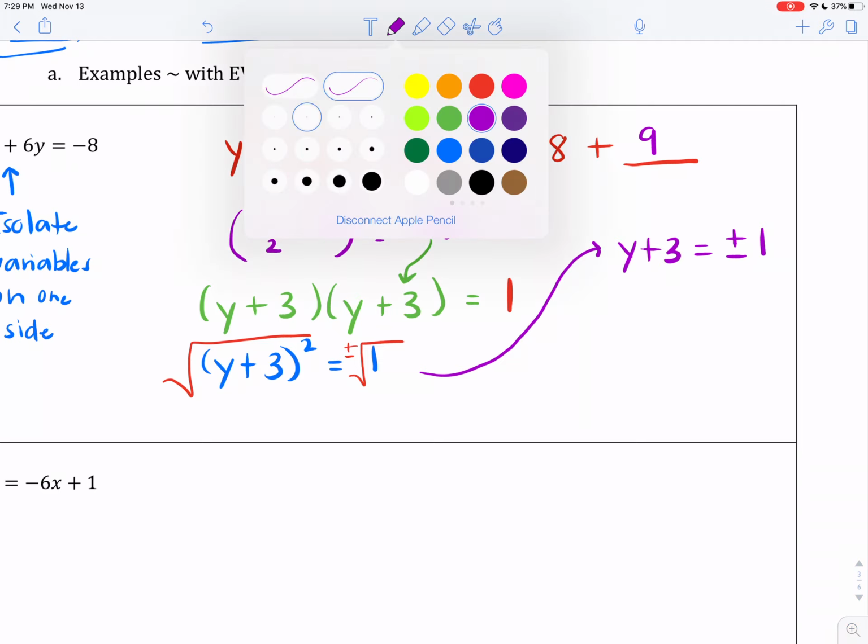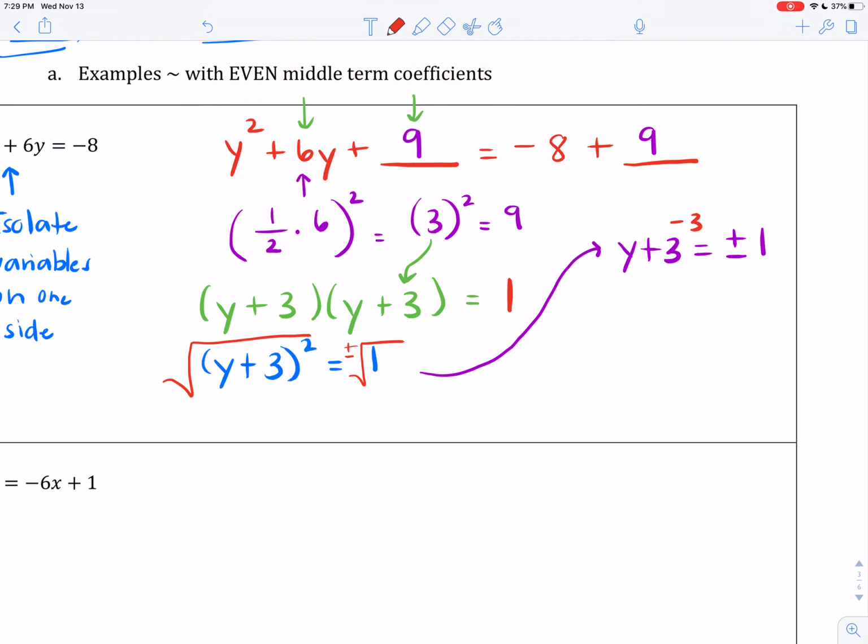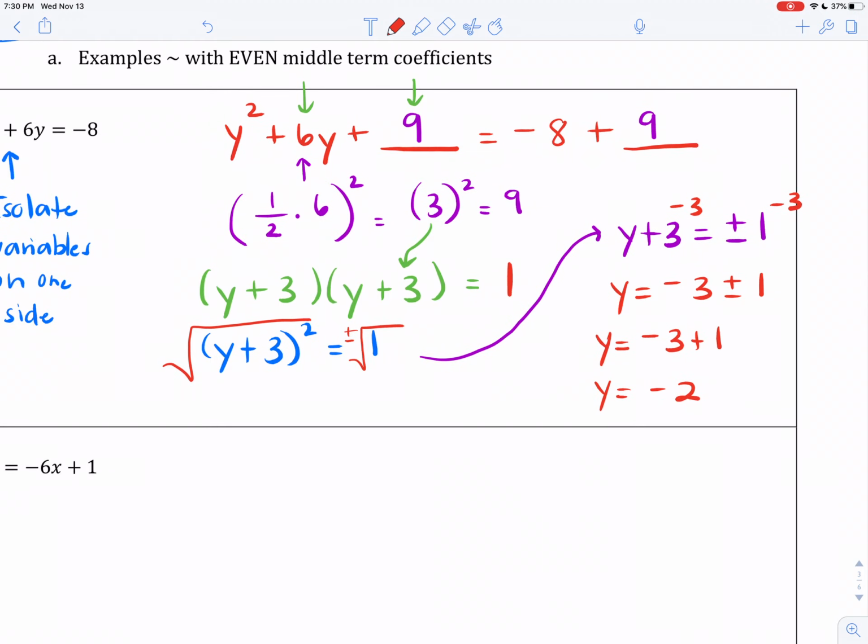We want to get y by itself. So we'll subtract that 3 from both sides. And remember, when you've got plus or minus, you want to write that number in front of it so that you can easily see your two solutions. With the plus, you'd have negative 3 plus 1, or y is negative 2. With the minus, you'd have negative 3 minus 1, or y is equal to negative 4.